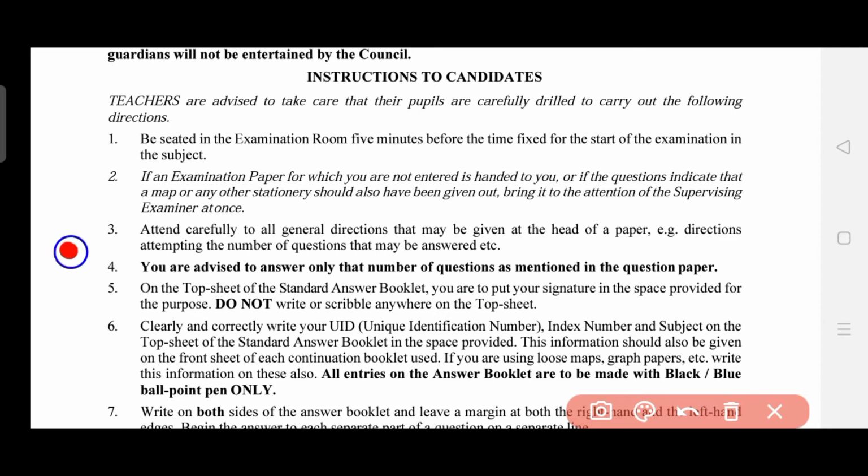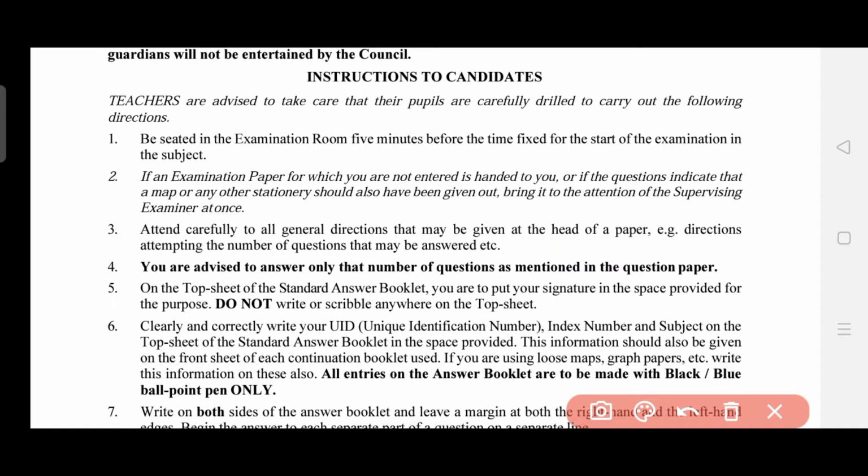The next, third point says to attend carefully to all general directions. Basically it tries to say that whatever direction has been given at the head of the paper, kindly read it very carefully, and whatever the instruction is, go through it once very carefully.